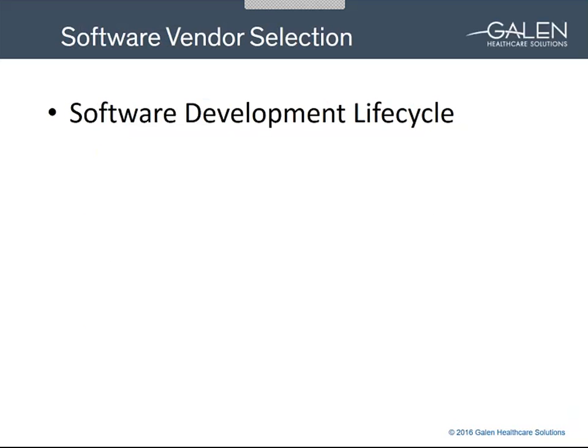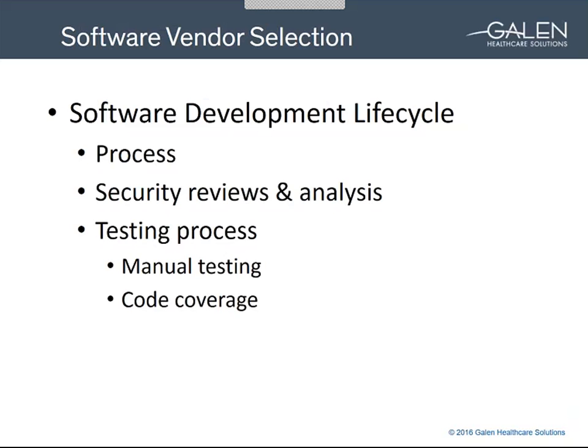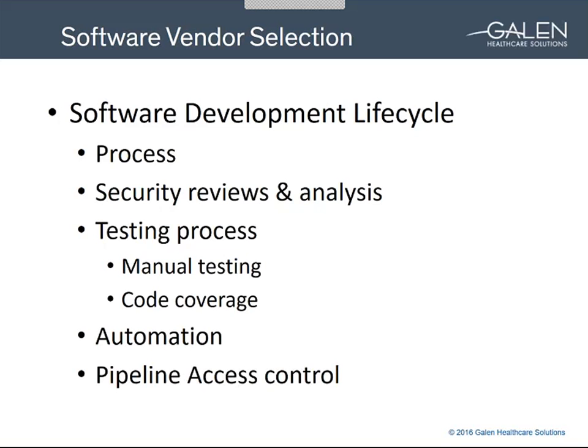So when you're selecting an independent software vendor, or business associates whose primary offering is software, you should demand documentation about their software development lifecycle. What's the process they go through for developing that software? Do they do security analysis of the code that's produced by their developers? What does their testing process look like? Do they have automated testing and code coverage documentation that they can provide you? What does the access control look like for their pipeline?